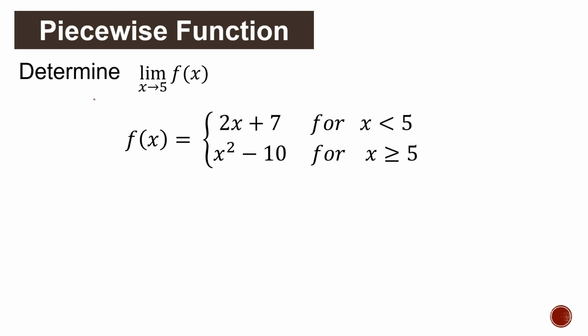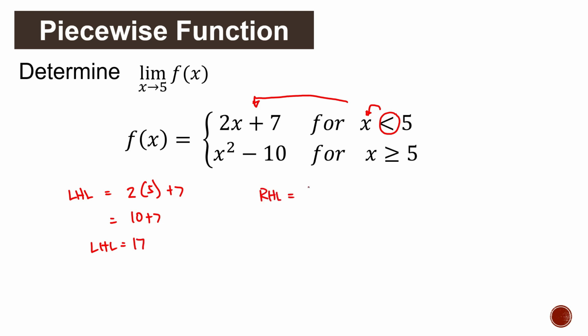Okay, so let's solve for the left hand limit first. And again, look for that less than symbol, provided that x is on the left side, and we will use that formula that corresponds to that. So 2 times 5 plus 7. This is 10 plus 7, which is equal to 17.